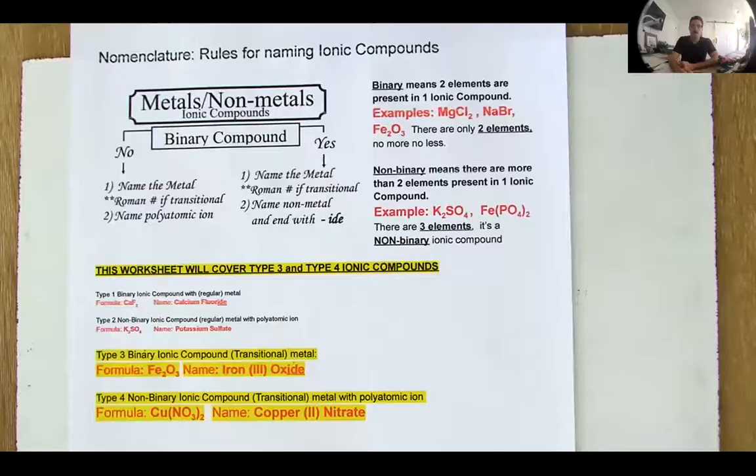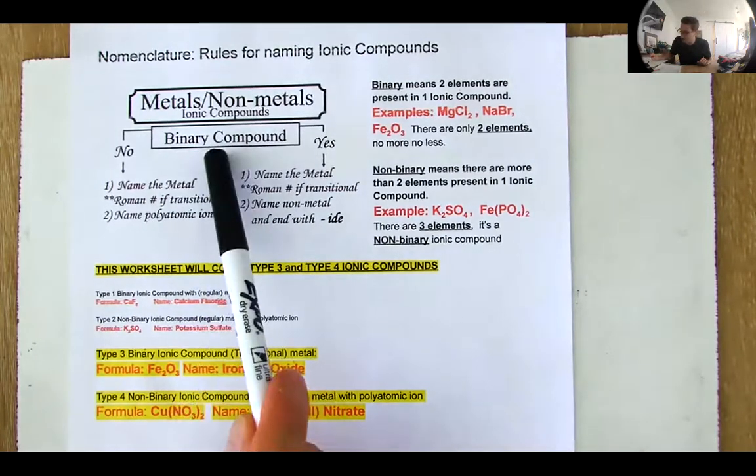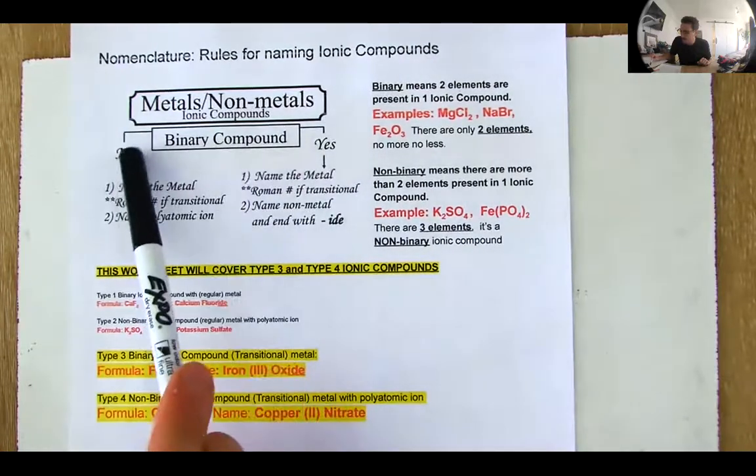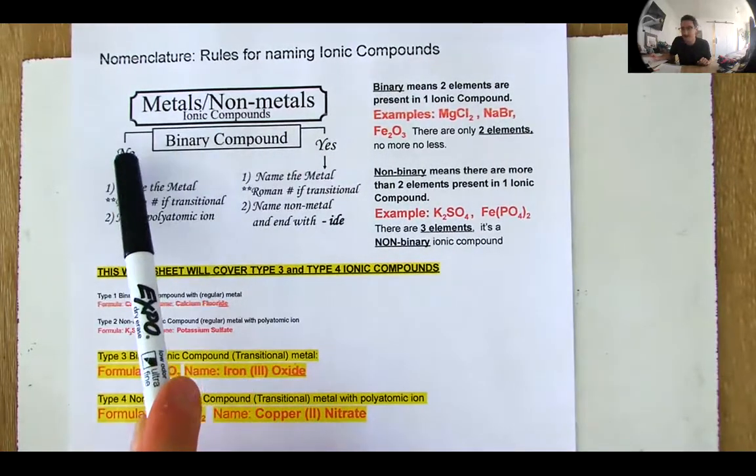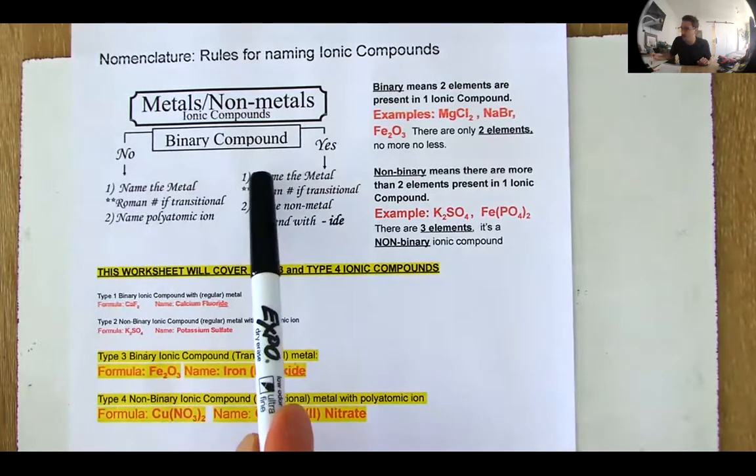All right, students, today we're doing chemistry. We're going to be learning about nomenclature. That's just a fancy name for naming. We're going to be naming ionic compounds, and this time we're naming type 3 and type 4 ionic compounds, which are highlighted in yellow. We're still following the same rules, asking if the compound is binary, yes, or non-binary, no. Once we determine that, we can move on to following rule number 1 and 2.